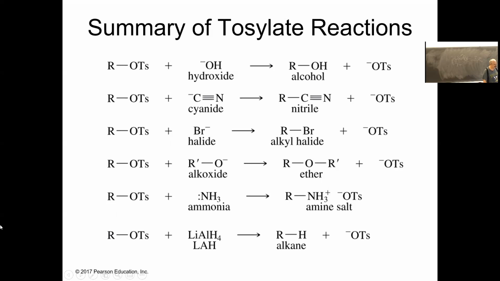Okay, we saw lithium aluminum hydride in the previous chapter. That was used to reduce aldehydes, ketones, and esters to alcohols, but it can be used to reduce tosylates to alkanes.